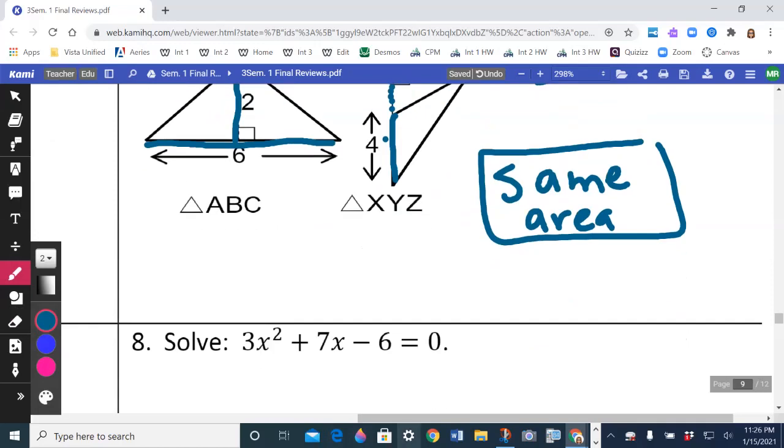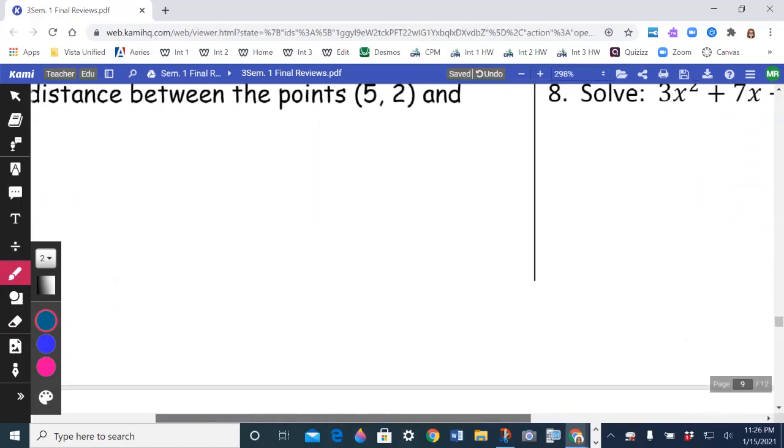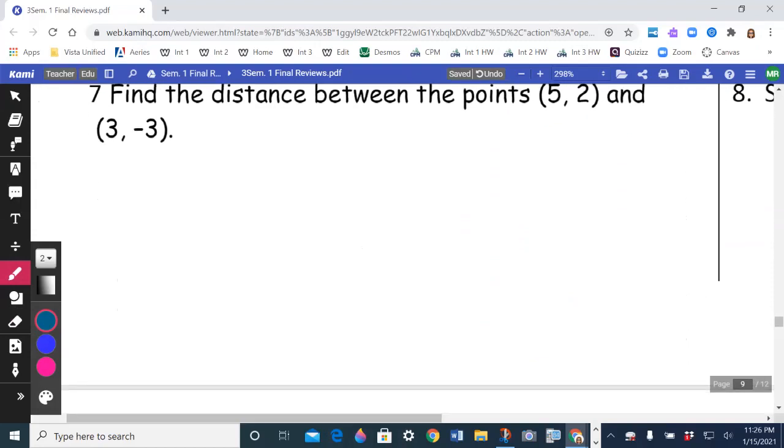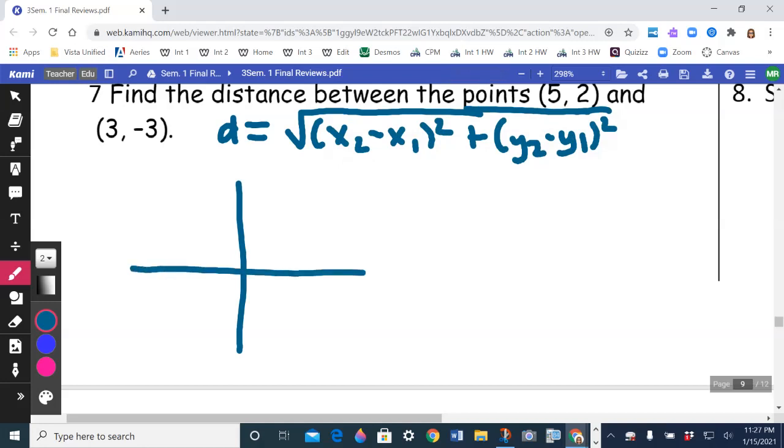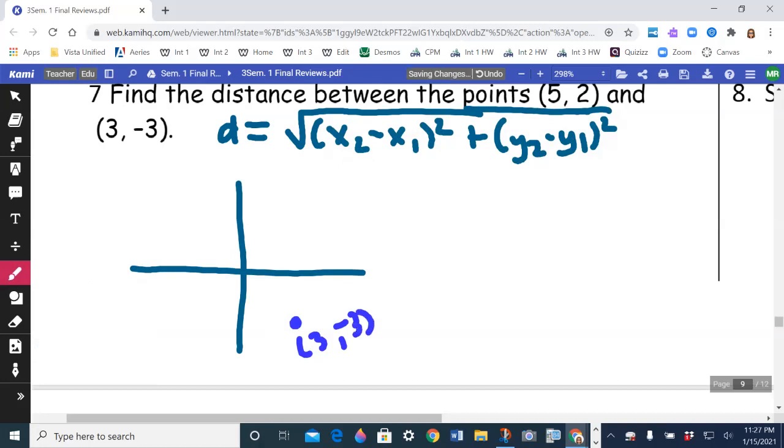On number 7, the distance between 2 points, 5 comma 2 and 3 comma negative 3. So I think I wrote this in one of the other videos. Distance is equal to the square root of x2 minus x1 squared, where you basically subtract your x's, plus y2 minus y1 squared. Now, if you're looking at these points, and I'm plotting these very roughly, let's say that this is 3, negative 3, and 5, comma 2. And I want the distance between them, from here to here.